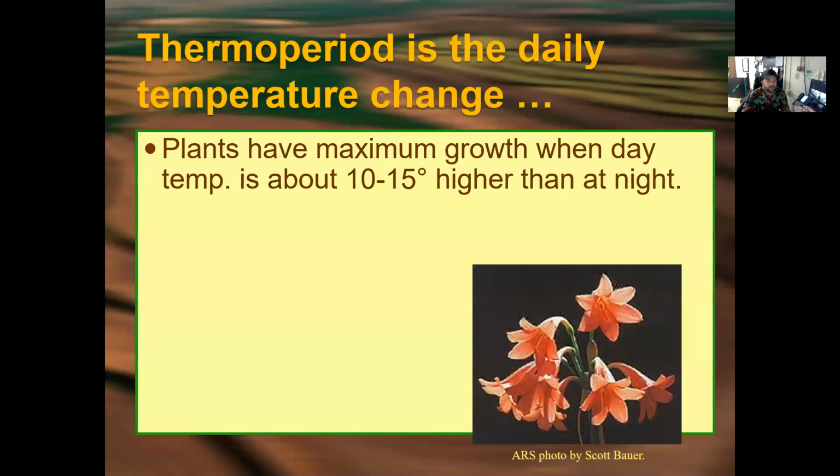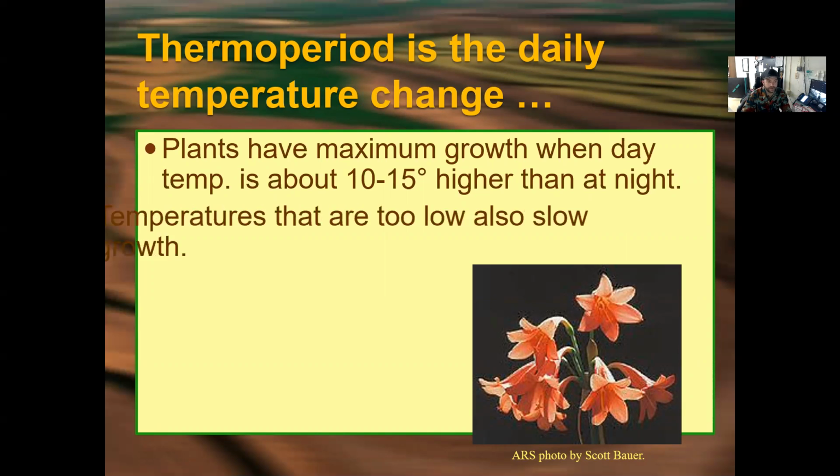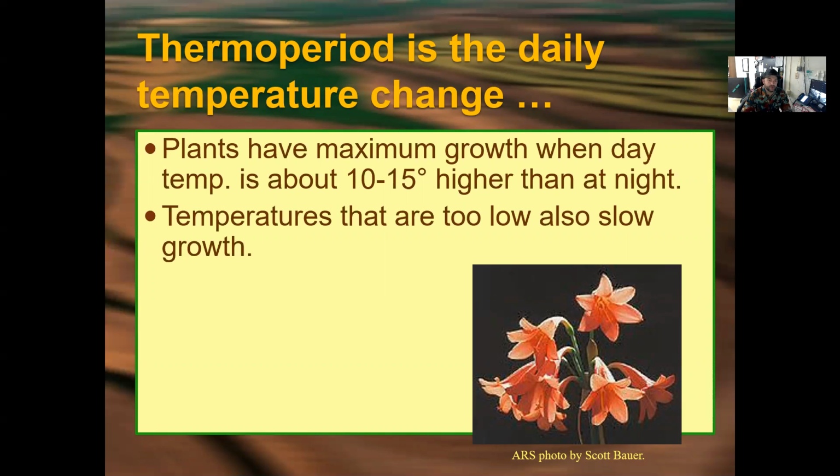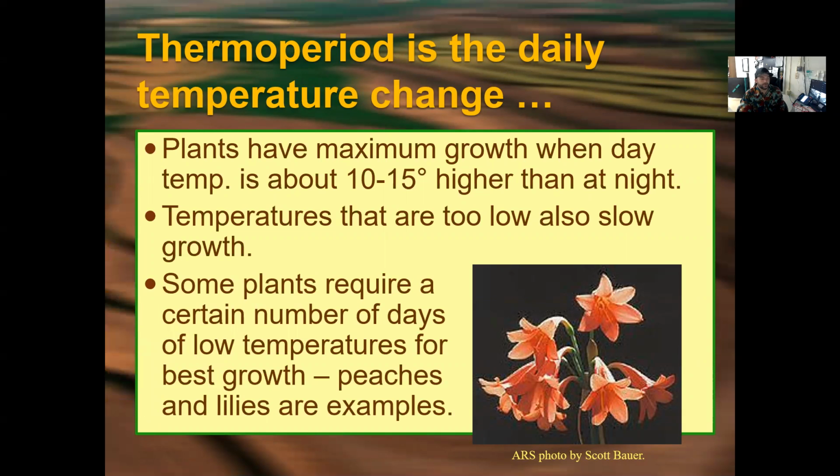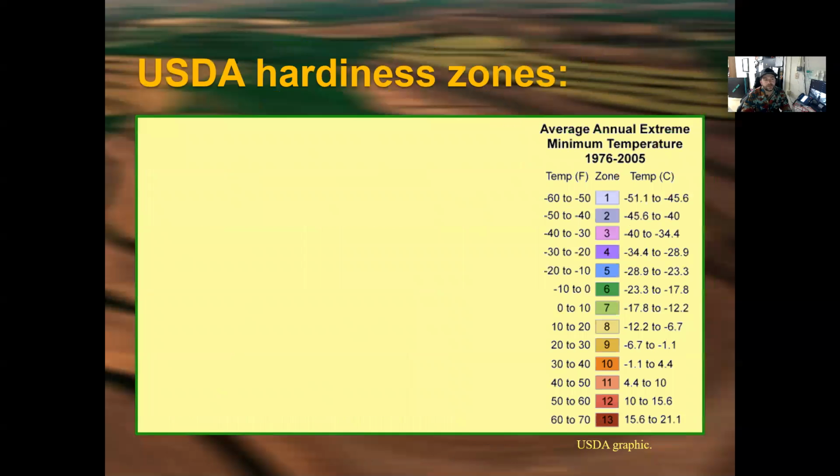Thermoperiod is the daily temperature change. Plants have a maximum growth when day temperature is about 10 to 15 degrees higher than at night. Temperatures that are too low also slow growth. So the lower the temperature gets, depending on the plant, you're going to have a little bit more stunted growth just based on temperature. Some plants require a certain number of days of low temperatures for best growth. Peaches and lilies are a good example of this.